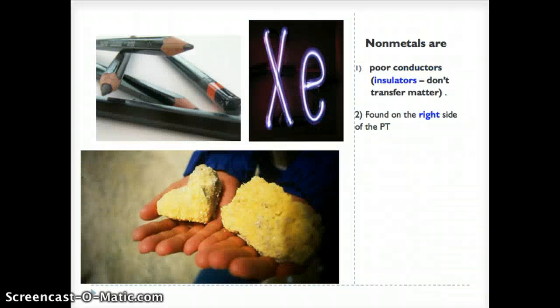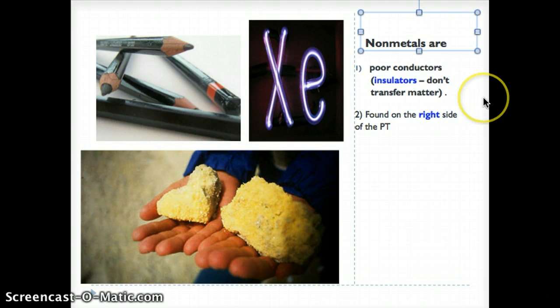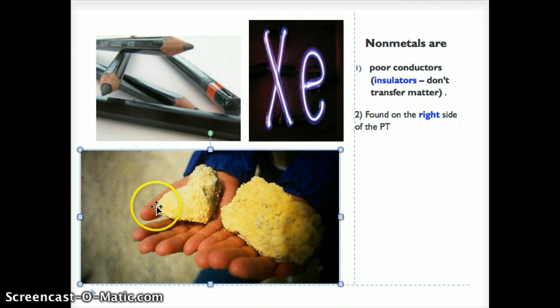This is not written in your notes, so I asked students to write this first point right here on their notes. So non-metals are poor conductors. That means they do not transfer heat. So if I heat up one piece of the sulfur, you're not going to feel the heat on the other side of the sulfur because it doesn't transfer any heat. Therefore, they're not called conductors, they're called insulators.